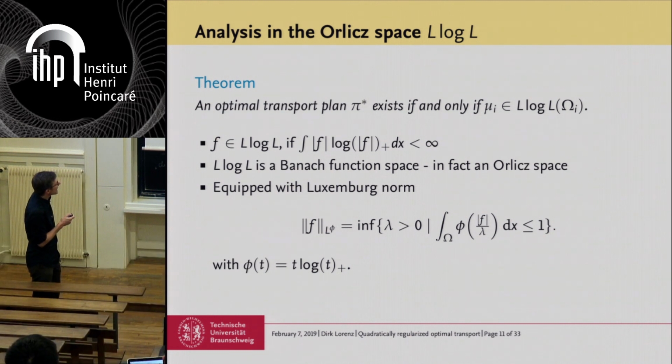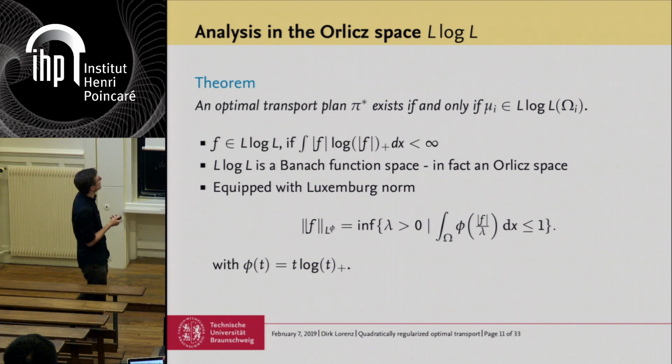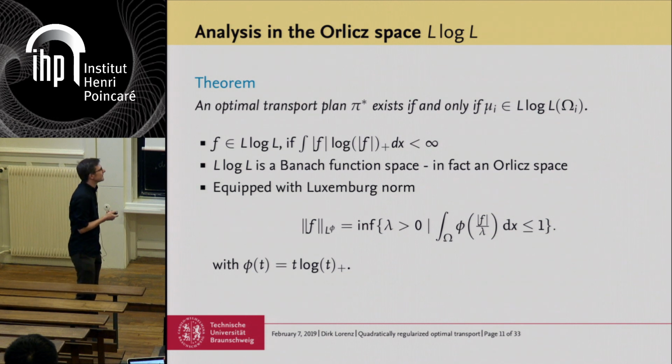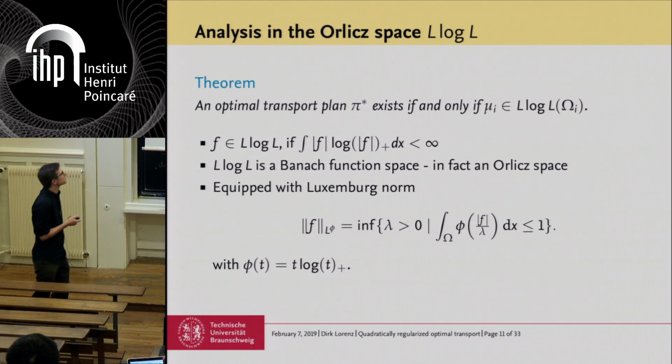So what is this L log L? This L log L is the space of all the functions such that their kind of entropy is finite, and this entropy is just that you integrate the absolute value times the positive part of the logarithm of the absolute value. So the negative part does not play any role whatsoever, only the positive part is important here. And what is interesting is, even though this is a kind of weird side condition, this is actually a Banach function space, and it's one of these Orlicz spaces.